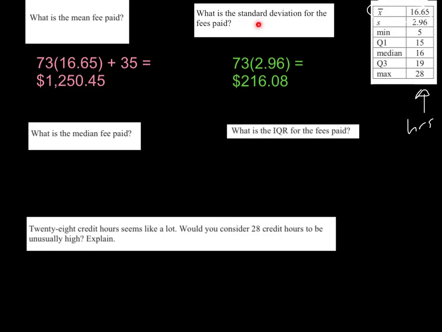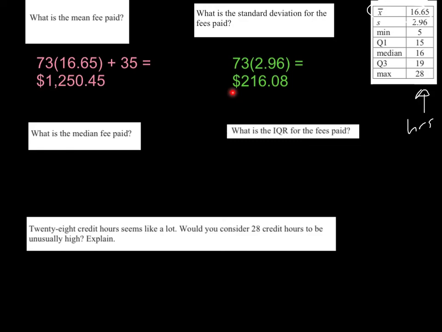How about the standard deviation? Standard deviation, measure of spread. It is only going to get the scaling piece, the multiplier, not the $35. So our standard deviation in terms of credit hours is 2.96, and when you multiply that times 73, you get a standard deviation of cost, 216.08. So what did we do? We took our data, our summary statistics that was expressed in terms of hours, and now we can re-express all of those statistics in terms of dollars paid.